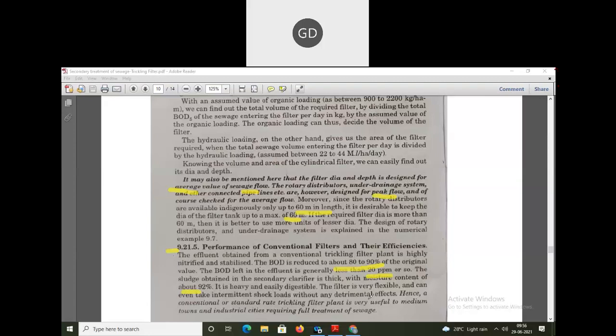A conventional or standard grade filter plant is very useful for medium towns and industrial cities requiring full treatment of sewage. So these conventional, standard grade trickling filters are useful for those kinds of cities.